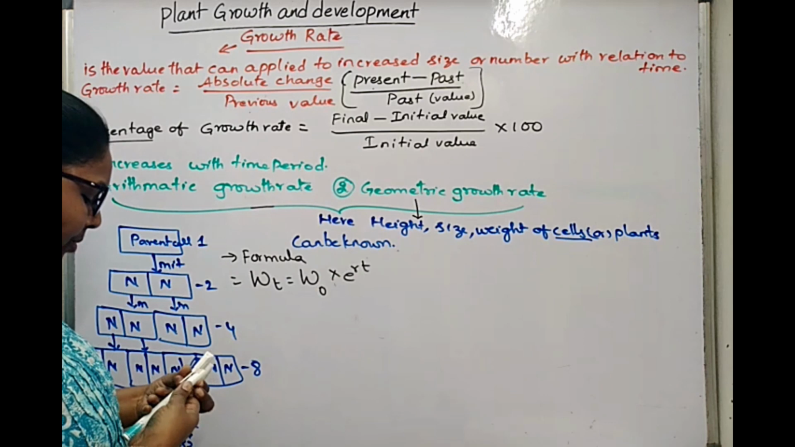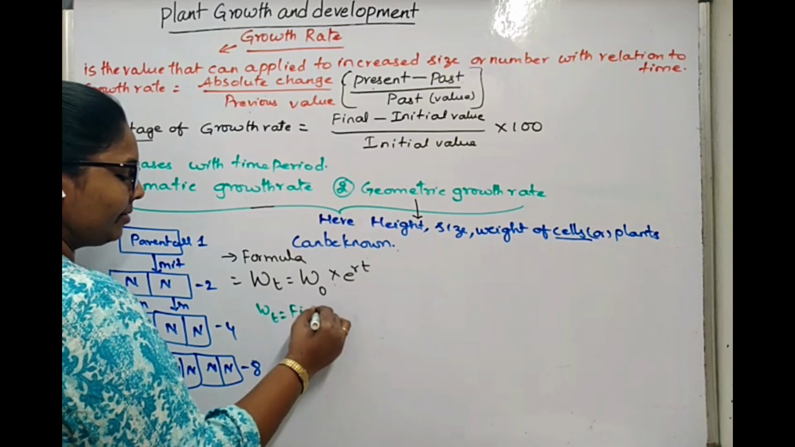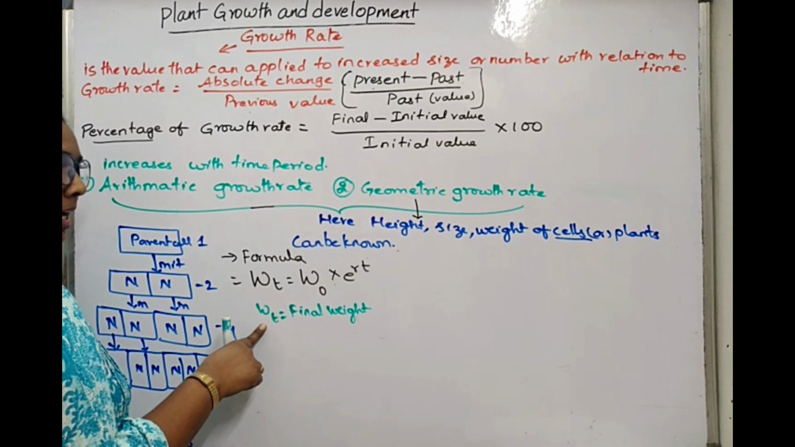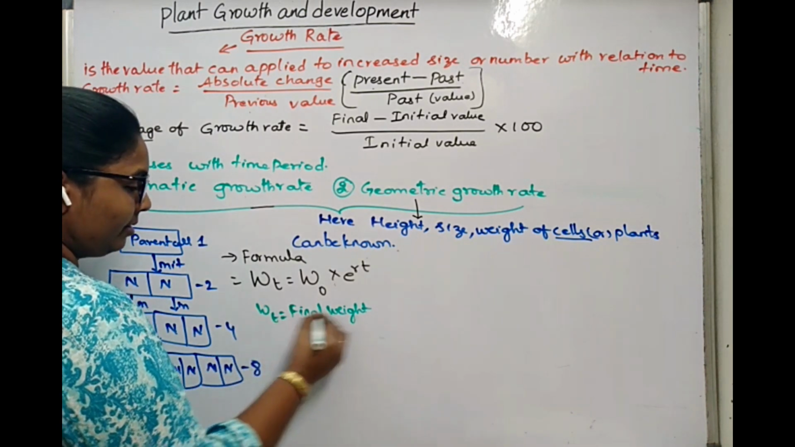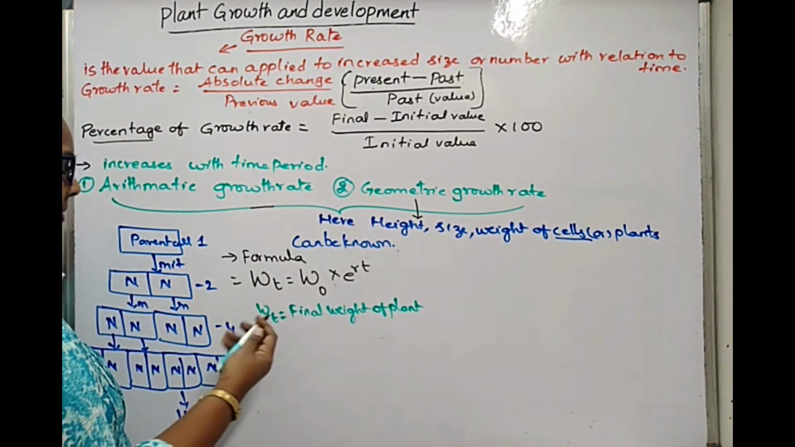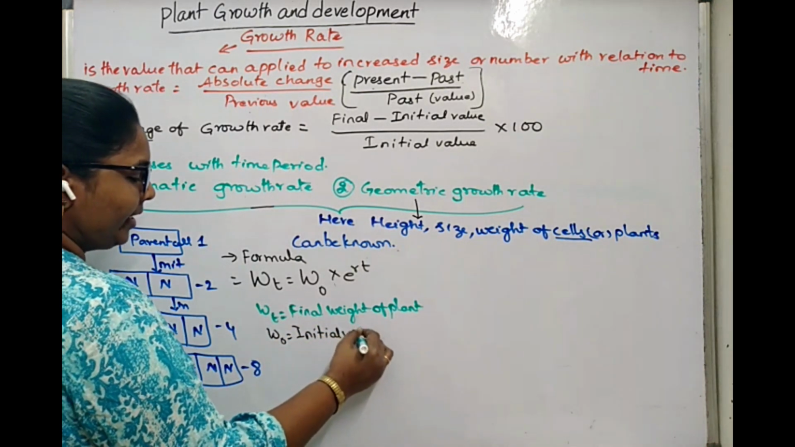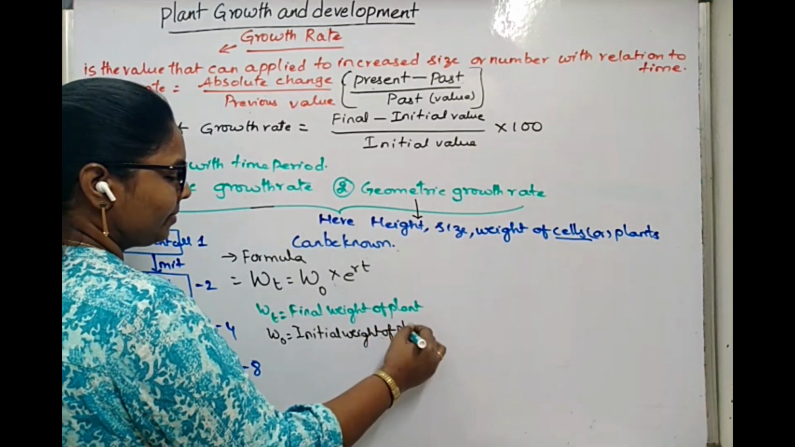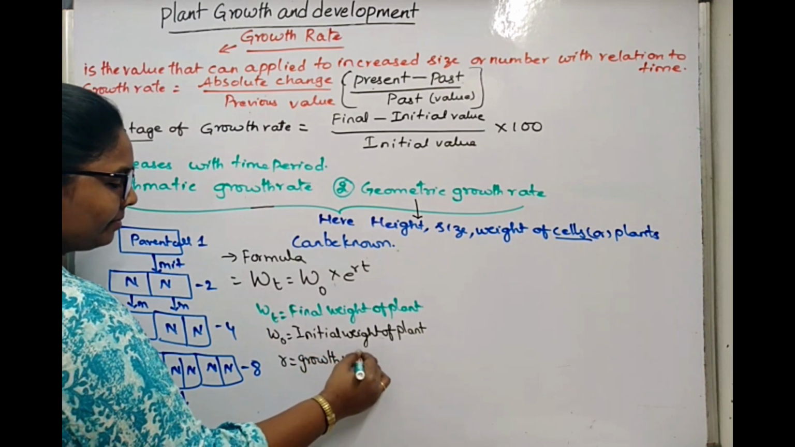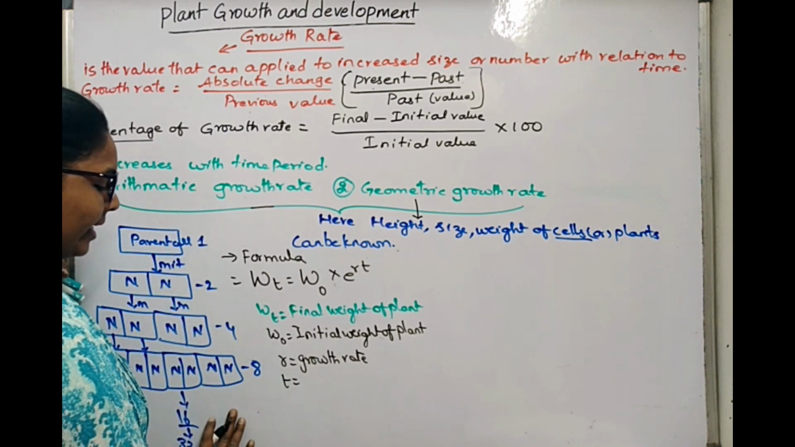What are these? W and T, etc. WT indicates final weight. In case of W, we can also take as H, representing height of the plant body. Final weight of plant. W naught as initial weight of plant. R is growth rate. T is total time taken for complete increasing of size or weight, etc.